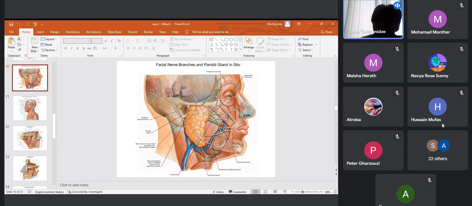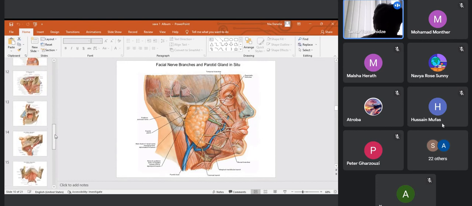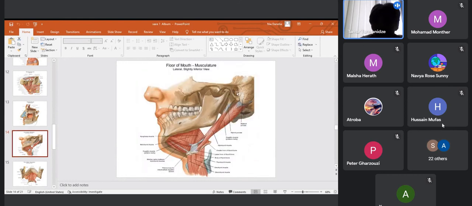Parotid masseteric region, anterior part is composed of the masseter muscle, posterior part is composed of the parotid gland. This is the parotid gland. The parotid gland is located in the retromandibular fossa. This is the retromandibular fossa.